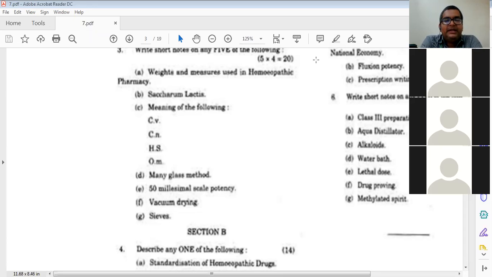So many glass method may be the multiple vial method, or you can go through Google or any book you have, and if you find it, just let me know. Next is the 50 millesimal scale. Vacuum drying, that is the desiccator. Then sieves.